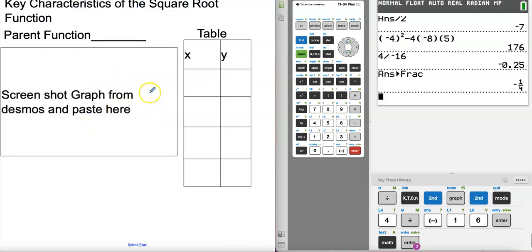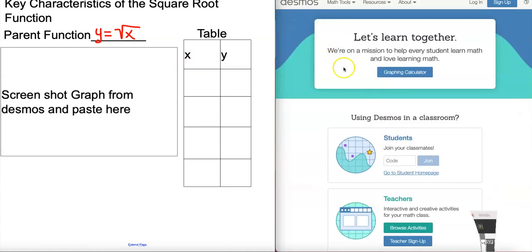Alright, so first of all, what we're going to do is look at the parent function. And so our parent function for any square root function is y equals the square root of x. Okay, that is the parent function. All functions have a parent function, so basically this is like where the function begins.